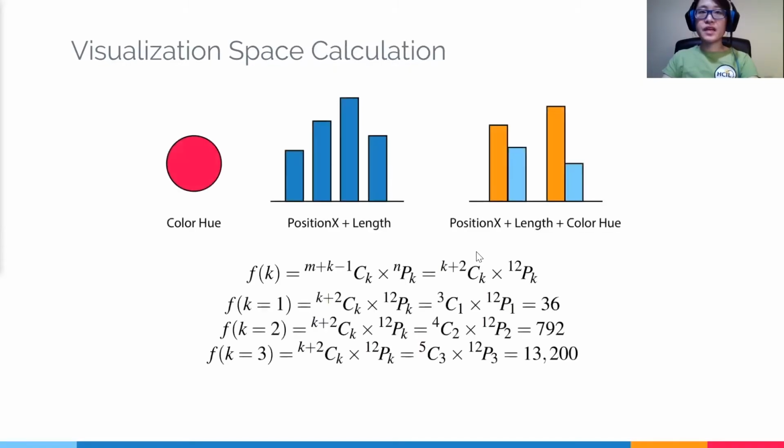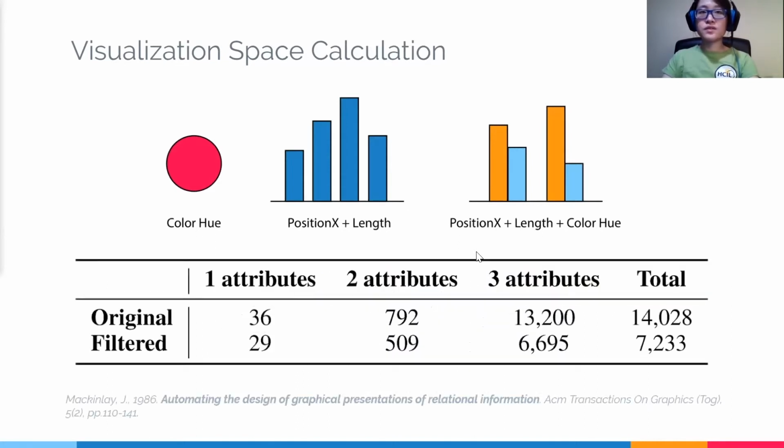We separate the calculation by the number of attributes. As we can see, we provide an example of how 1, 2, and 3 encoding visualization designs look like. Based on our calculation, there are more than 14,000 possible visualization designs in the space. We also use the effectiveness and expressiveness principles proposed by Mackinlay to prune the space, and there are around 7,200 visualization designs left after pruning.